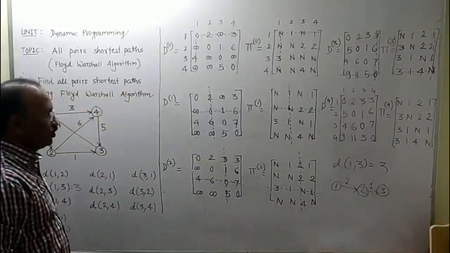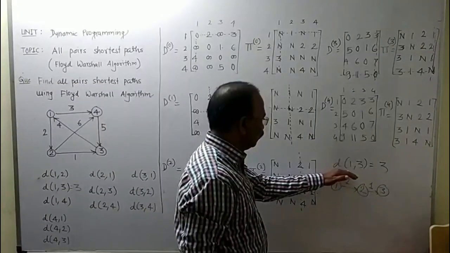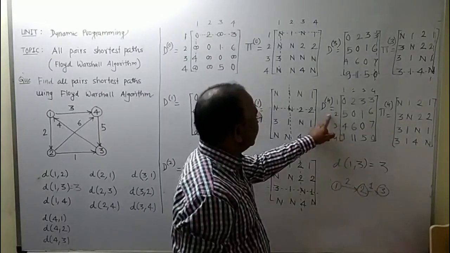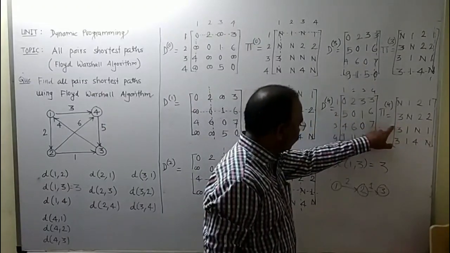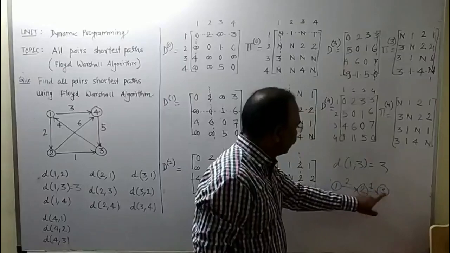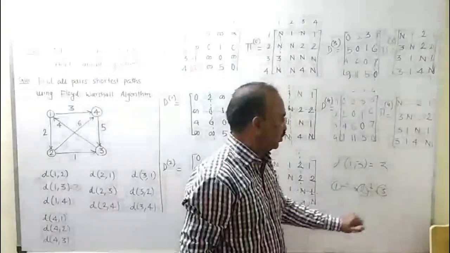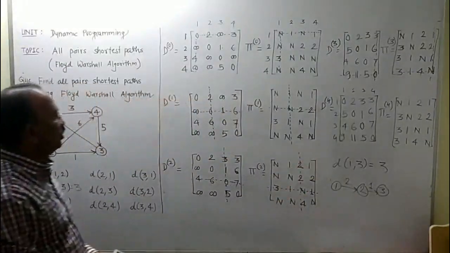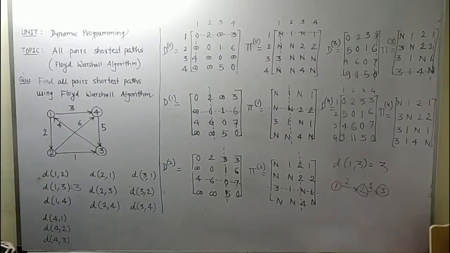Okay. So in this way, we can find out the shortest distance with the path, taking the help of the distance matrix and the predecessor matrix. The predecessor matrix is useful to get the previous vertex of the destination. So in this way, we can solve the all pair shortest path problem using Floyd Warshall algorithm.